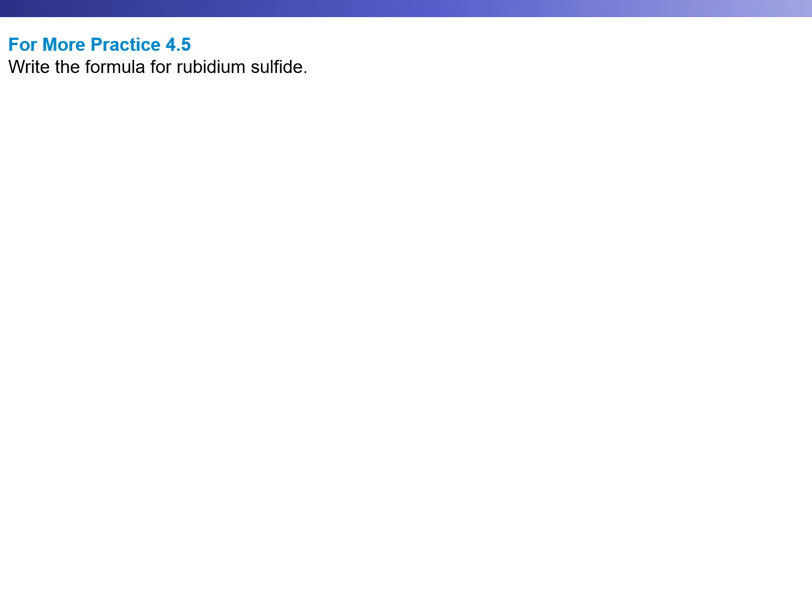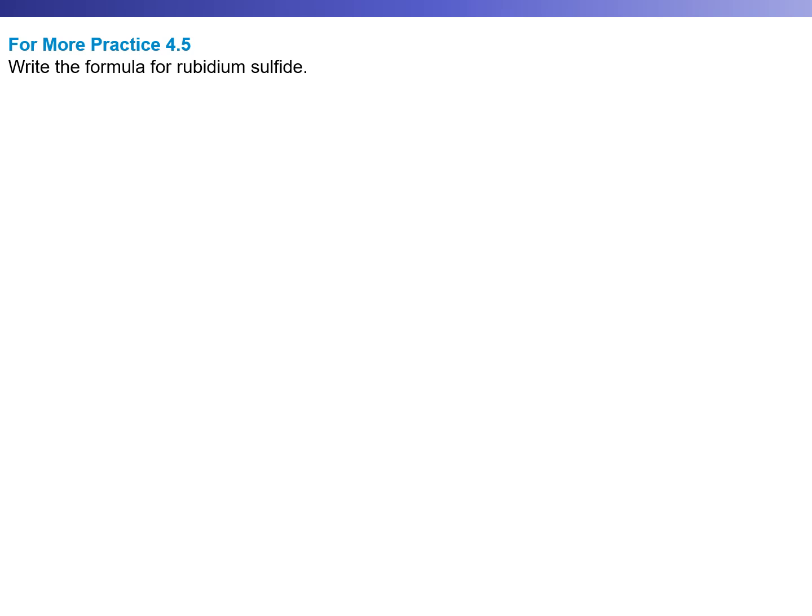Now I am going to go ahead and work the 4 more practice for this one because I think it kind of tests our understanding for a number of concepts. So let's get started with this one. Here they're giving us the name of the compound, rubidium sulfide.